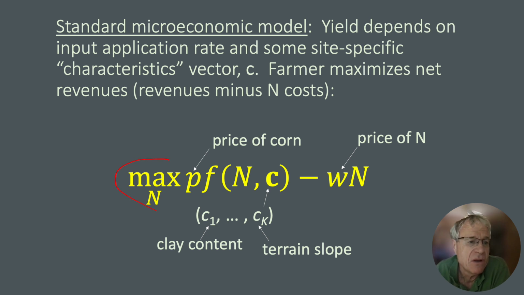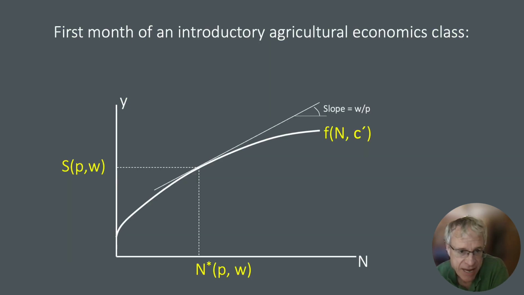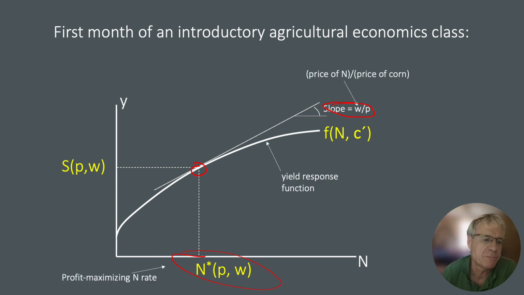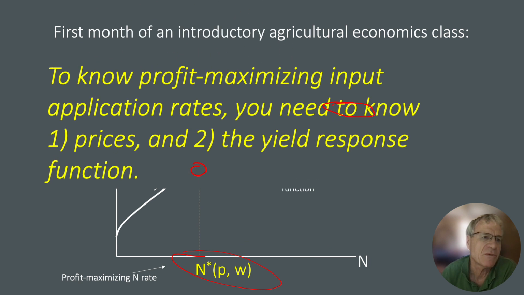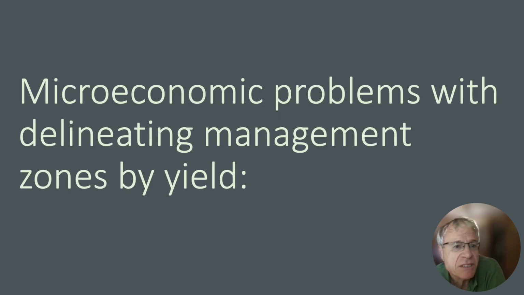Let's have a typical microeconomic maximization problem where P is the price of corn, F is a production function, N is nitrogen, C is field characteristics, W is the price of nitrogen. And if you take Ag Econ 101, you'll see a picture like this, and you'll see that the optimal nitrogen rate will be where the price ratio equals the slope of the response function. Okay, so to maximize profits, you need to know prices and you need to know the yield response function.